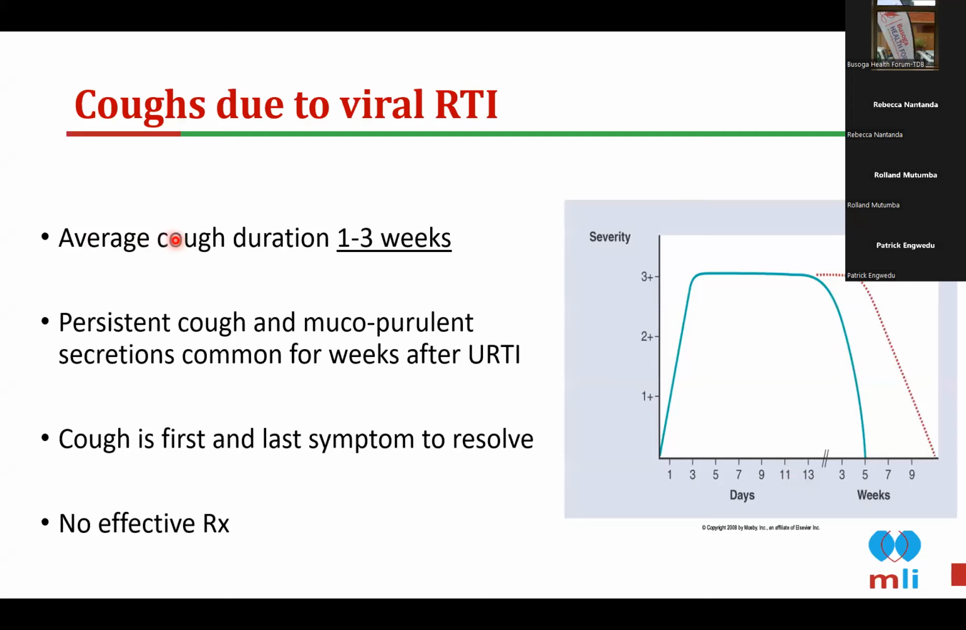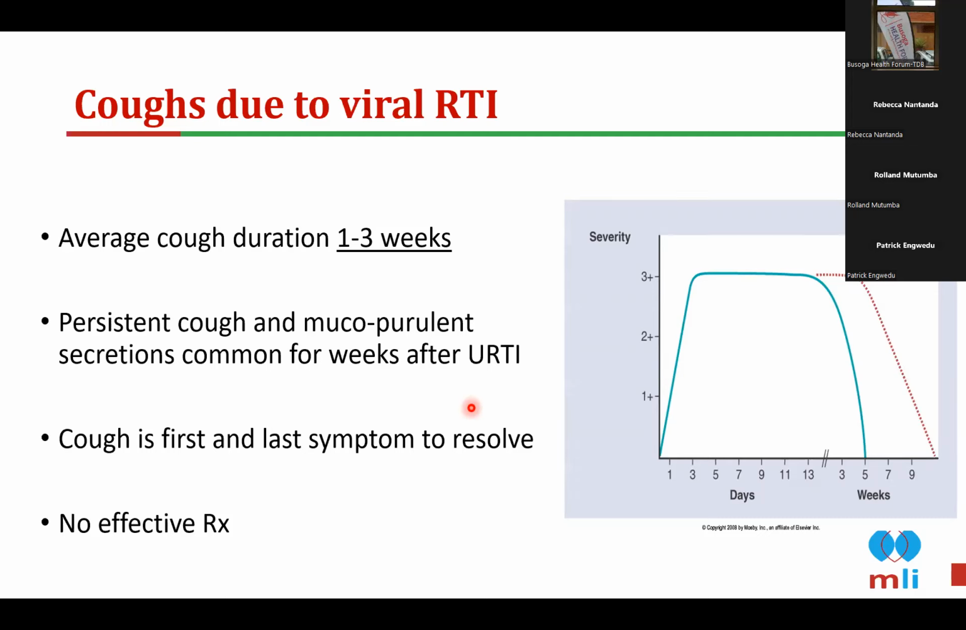So I mentioned earlier that the average duration is 1 to 3 weeks. So viral coughs can actually take 2 to 3 weeks, even more. It may be persistent, and sometimes it may lead to mucopurulent secretions for weeks. So it doesn't mean that the viral infection is there, but the effect of the virus in the airway leads to these issues of persistent cough and the mucopurulent secretions.